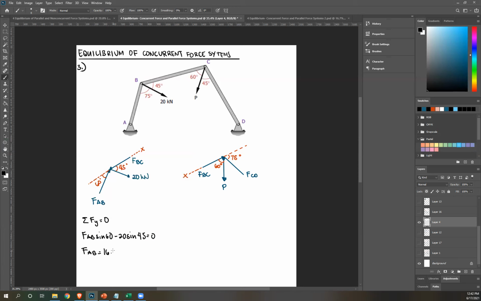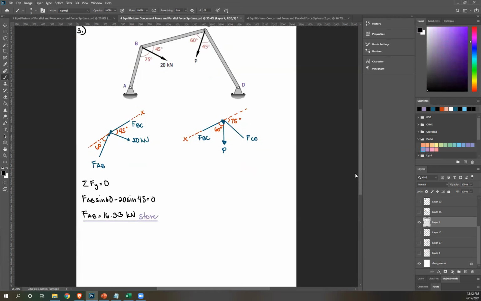16.33 kilonewton. That's not what we need. Okay. What we need is P, and then I need FBC as well. So now I have FAB, you can just store that to solve for FBC. So now we do summation of forces x equals 0.